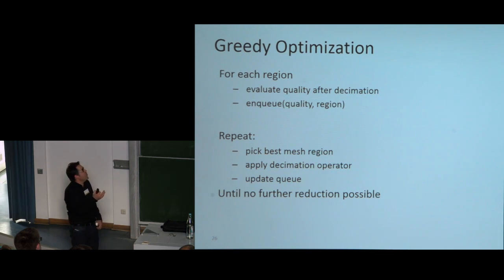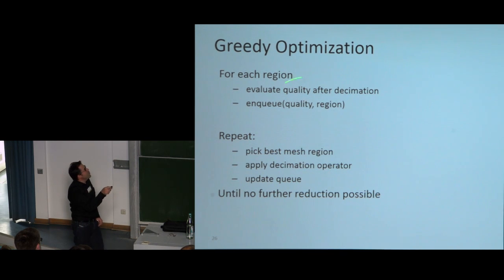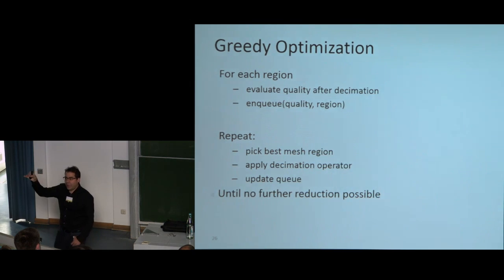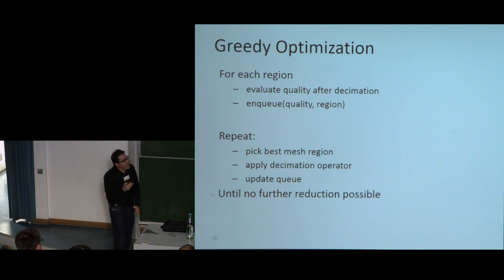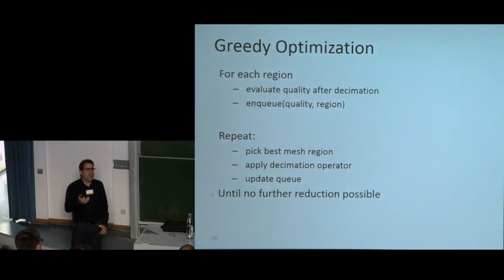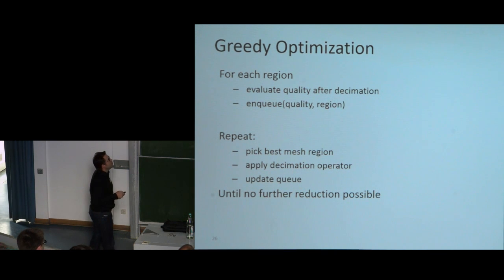So typically for each region, we need two things. We need to evaluate the quality after decimation. So we have somehow to simulate this decimation of the region. Also, evaluating the quality means, of course, simulating the optimal vertex location after the clustering or after the decimation. And then we have to enqueue, to insert into typically a modifiable priority queue, both the region and the quality after simplification. So what the algorithm looks like is that we repeat: pick the best mesh region, apply a decimation operator and update the queue.